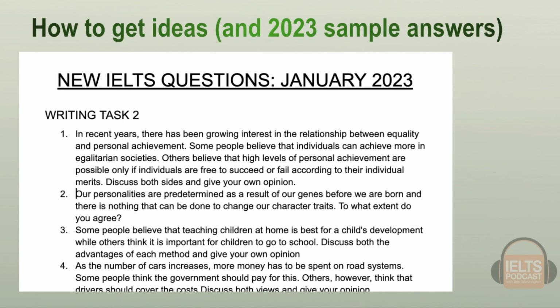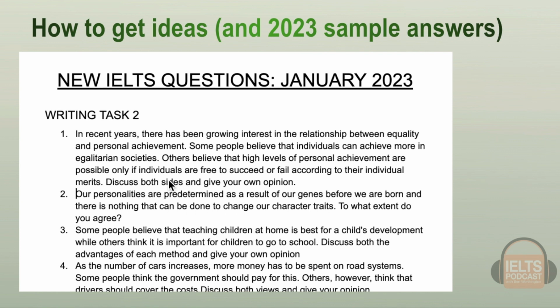And I'm going to show you the general overview in action, which is probably what you need. So first of all, let's go to the, I was going to open it in a Word document. We're fine here. In recent years, there has been growing interest in the relationship between equality and personal achievement. Some people believe that individuals can achieve more in egalitarian societies. Others believe that high levels of personal achievement are possible only if the individuals are free to succeed or fail according to their individual merits. Discuss both sides and give your opinion.